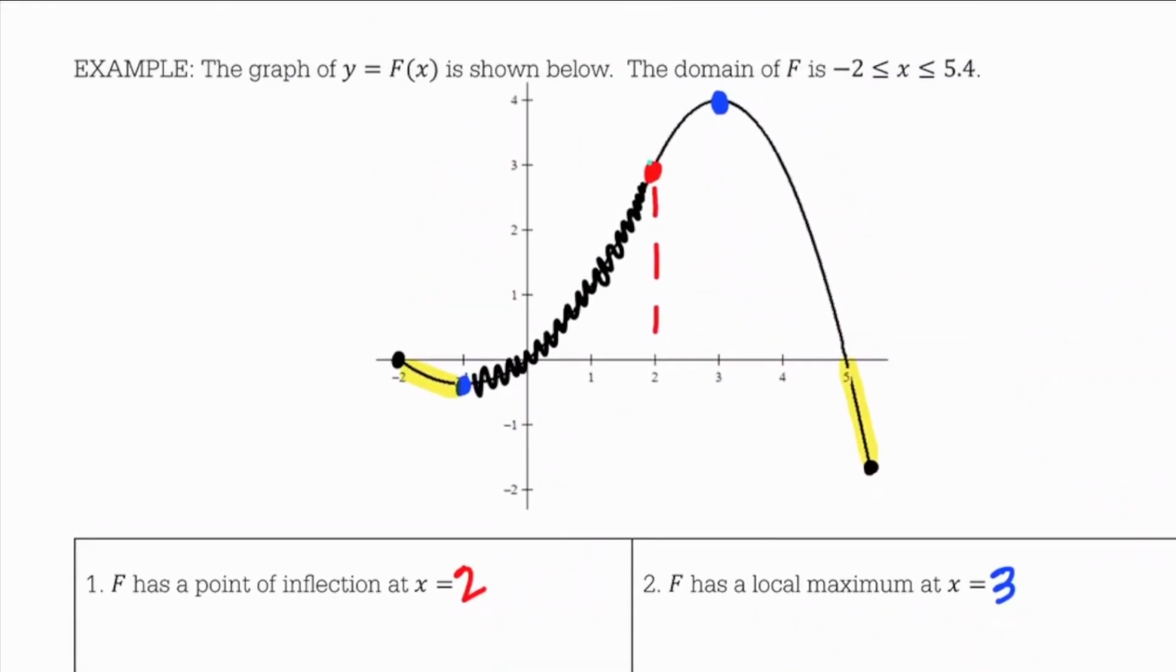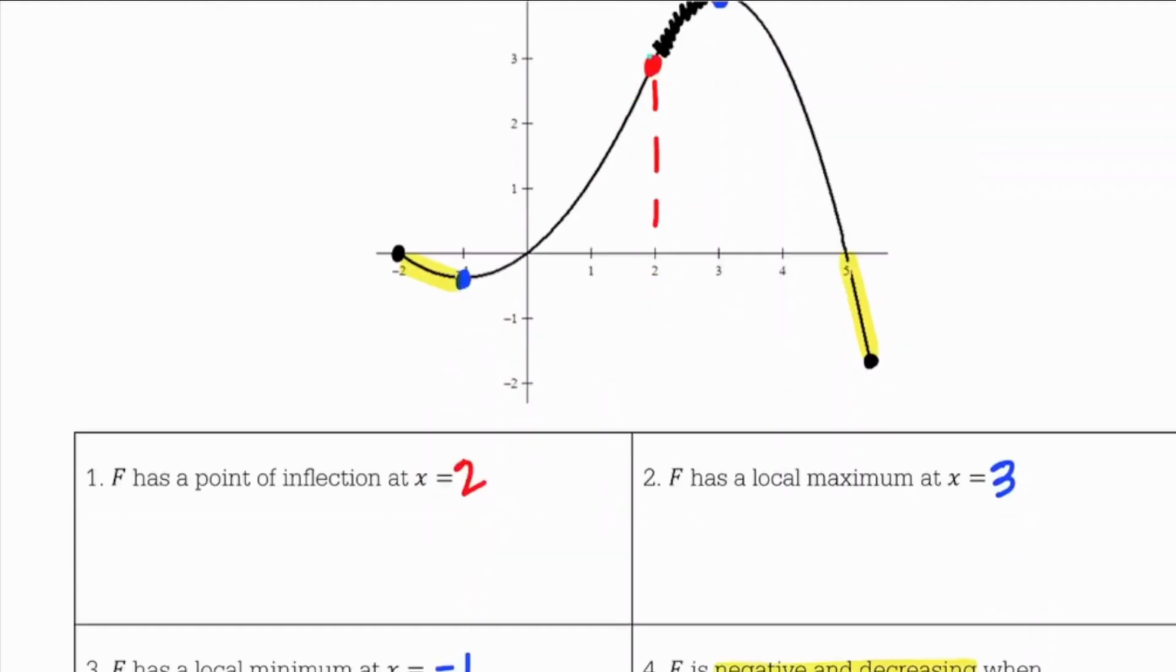Where is that happening? Okay, let's get rid of that and go back and color in black right here. It's the only place where I'm seeing increasing while frowning. Okay, it'll be right there. So that's just going to be 2 to 3.